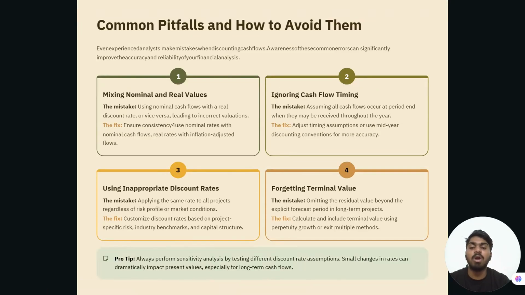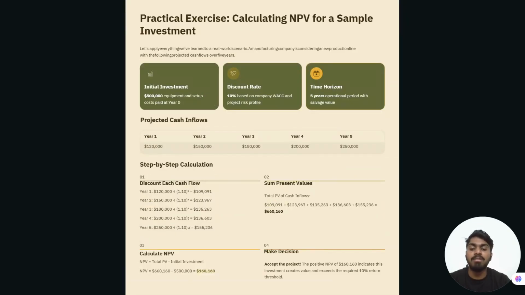Common pitfalls and how to avoid them. Even experienced analysts can make mistakes when discounting cash inflows. Common errors include using the same rate for all projects, mixing nominal and real cash flows, or forgetting to include the terminal value at the end of the project. Sometimes analysts assume all inflows come at year end, which may not be true. To avoid these, always match rates correctly, include residual value, and perform sensitivity analysis to see how different rates affect valuation.